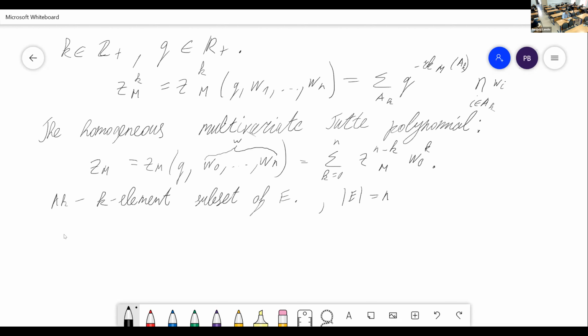It satisfies a certain deletion-contraction relation. So you state that it is a Tutte-type polynomial, yeah? That's the definition. There is no statement. So it's a definition.